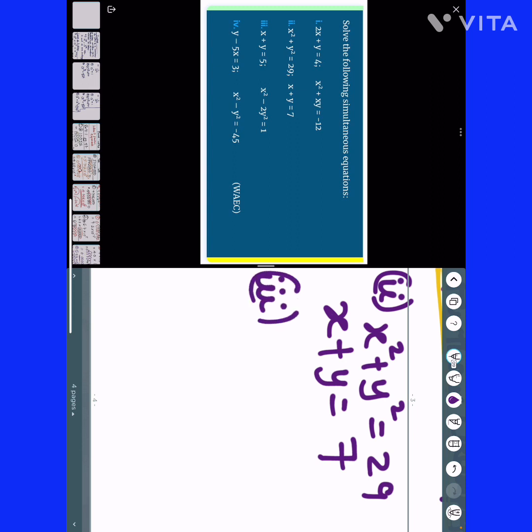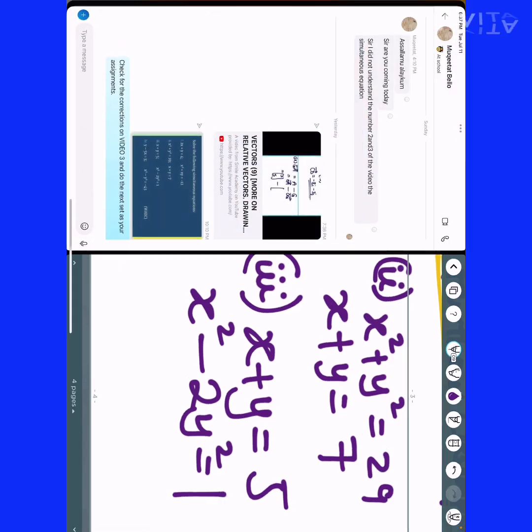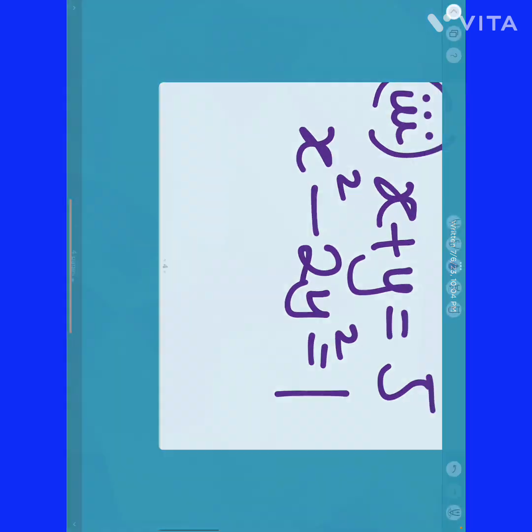We also didn't do number 3, so we'll do number 3 now too in this video. Number 3, first equation is x plus y is equal to 5, and the second one is x squared minus 2y squared is equal to 1. What we will do here is very simple. I'll go ahead now and close this so I can have enough space for my solutions.